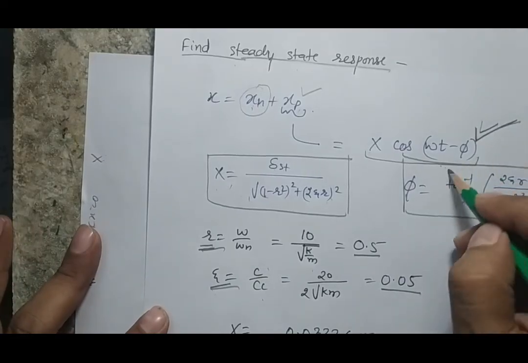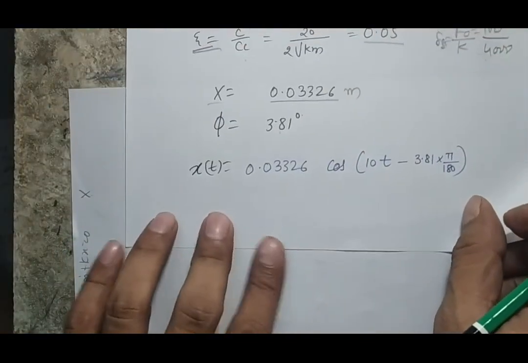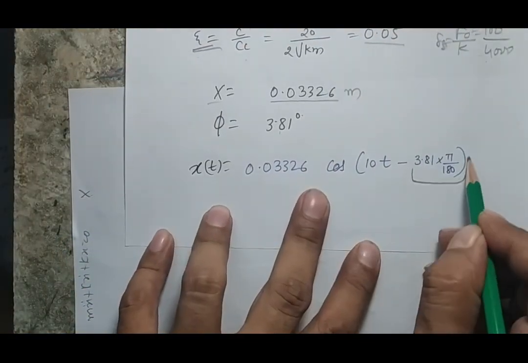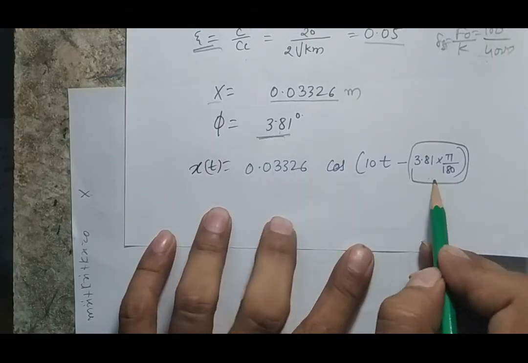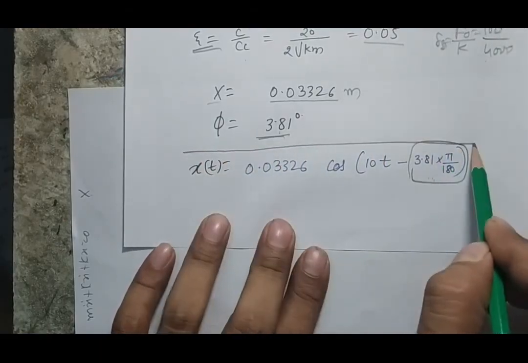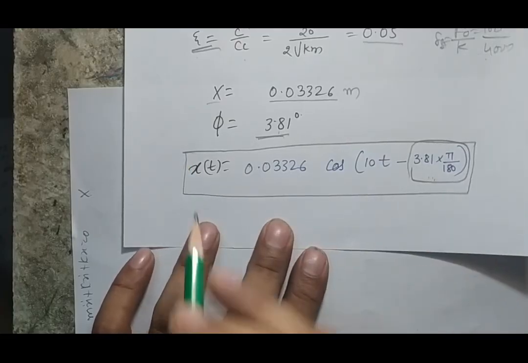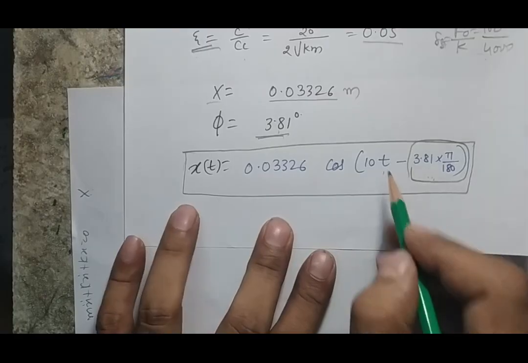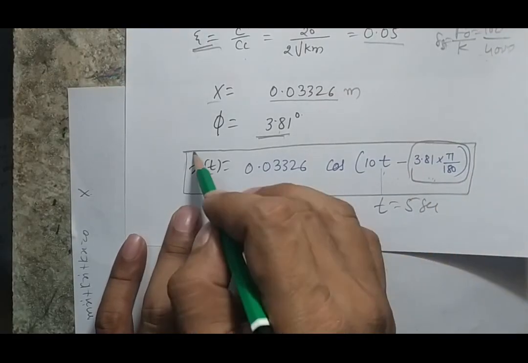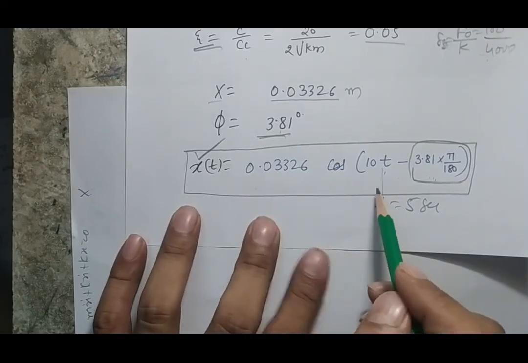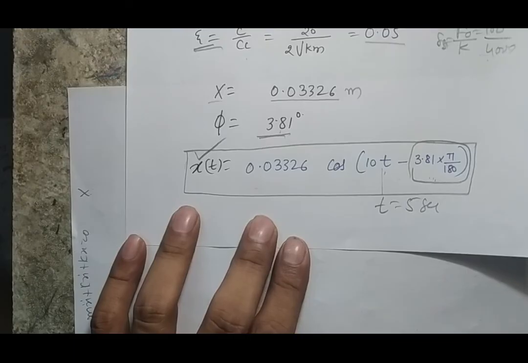This is my solution for the steady state part. When I put this solution, this is my expression, where, please remember, this is in radians. I calculated in degrees, so I converted it here to radians. So this is my final response. This is the steady state part, not the transient part. So if I am interested to find the amplitude after a time t, say at 5 seconds, I will put t equal to 5 here and I will get the x value. If I differentiate this term, I will get velocity, and I can also get the acceleration.